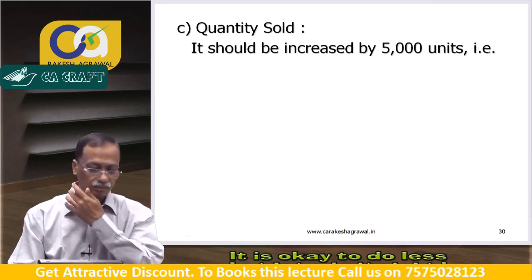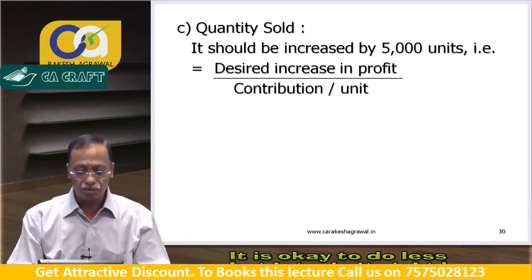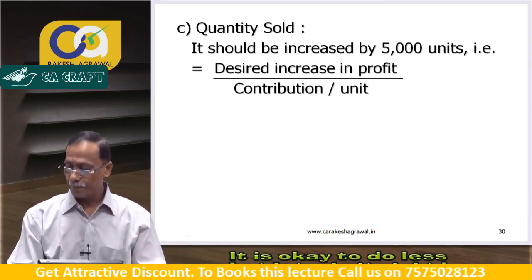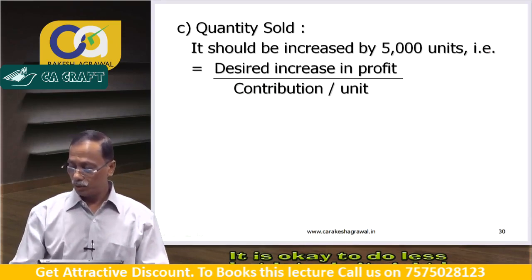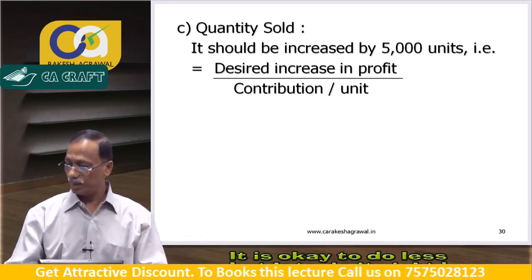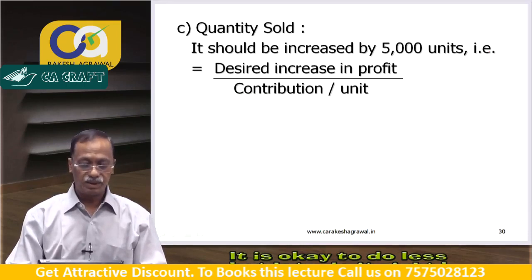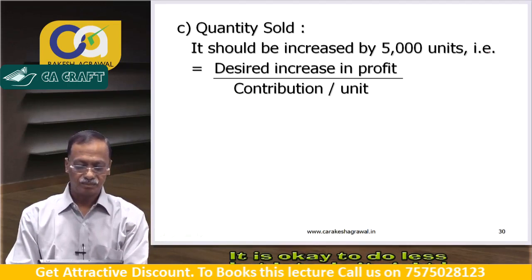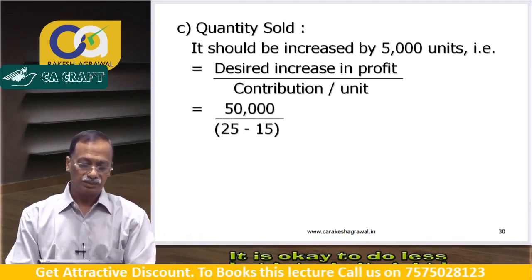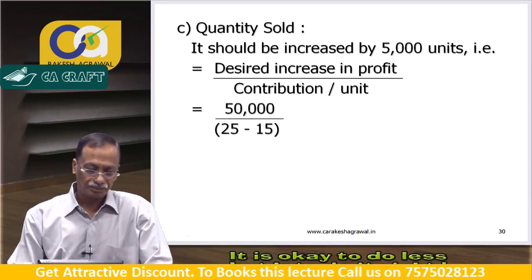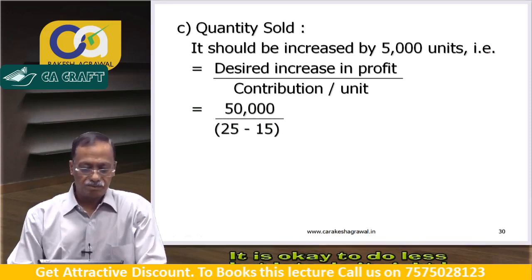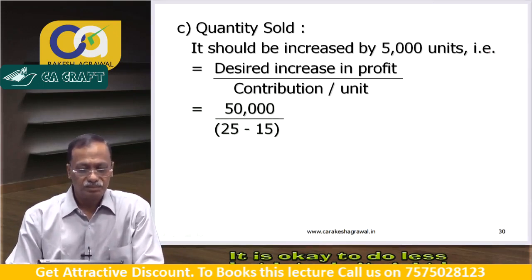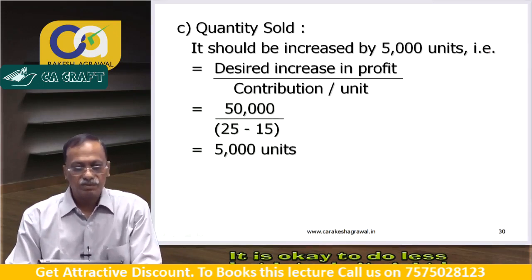That is desired increase in profit. Calculation also will write down. That is desired increase in profit divided by contribution per unit. That is 50,000 divided by, in the denominator you will write 25 minus 15. That is 5,000 units.